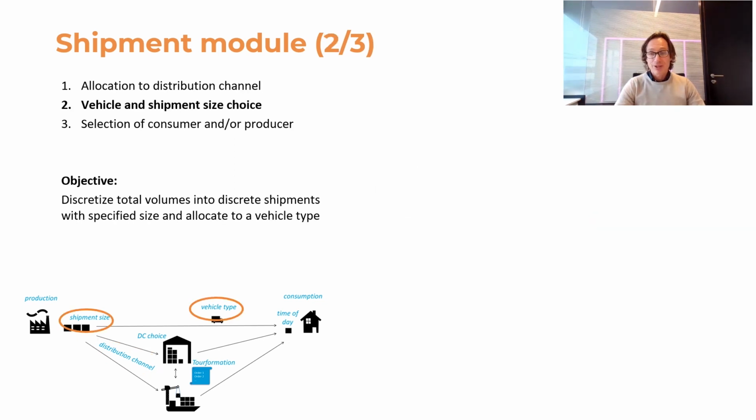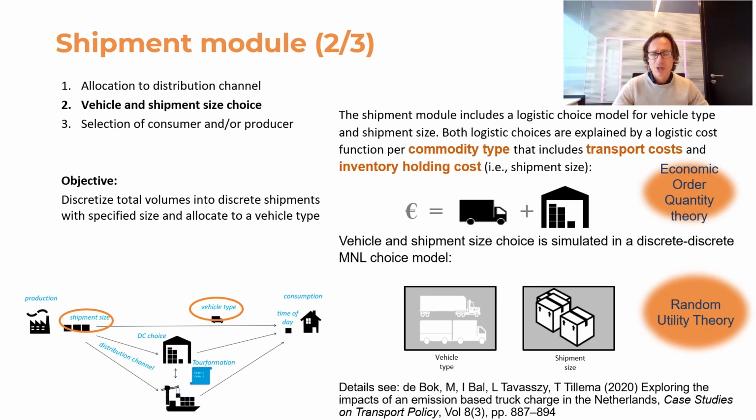So the next step in the shipment module is the vehicle and shipment size choice. Once we know the total volume of freight transported either directly or indirectly, we can determine the types of vehicles and the shipment size that is being used. We do this simultaneously. The reason why we do so is driven by the economic order quantity theory.